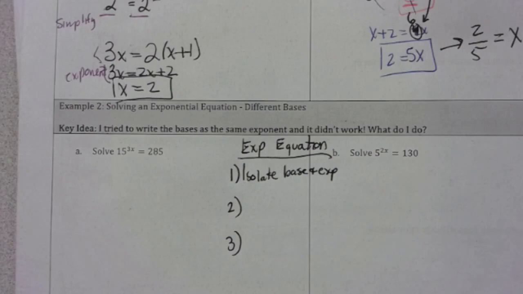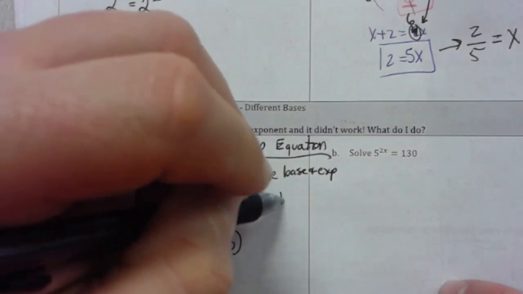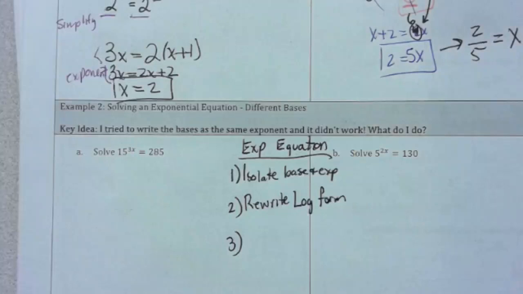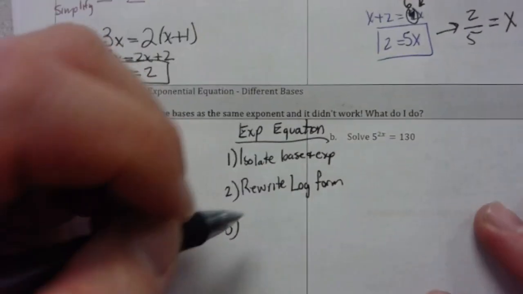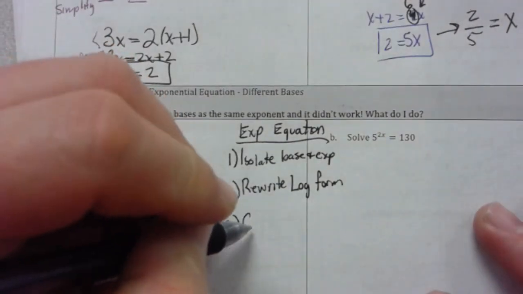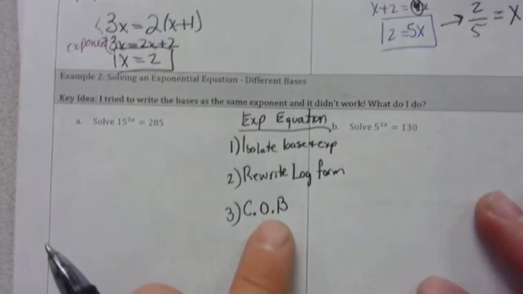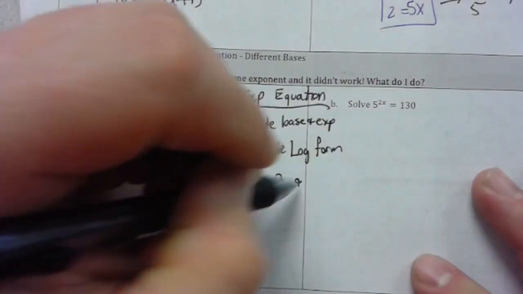Step 2. We are going to rewrite this in log form. So that is 8D right there. Just switching the forms. And the last part, we will call this the change of base formula. Change of base. And solve. Let's kind of go through that right here.